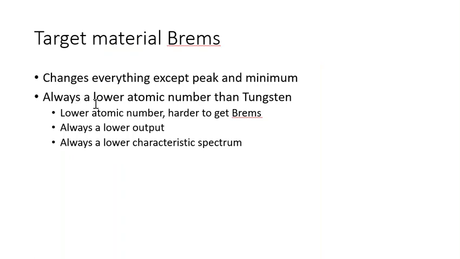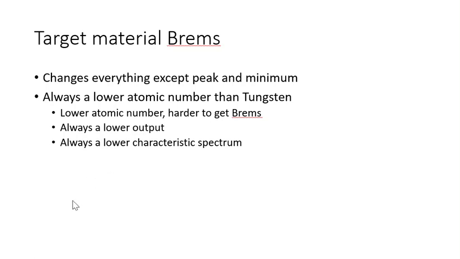The differences in target materials are always going to be lower atomic number than tungsten, and where we use those is in mammography. With the lower atomic numbers, because the nucleus is smaller, it's harder to get the projectile electrons close enough to the nucleus to get high energy brems. So it's not necessarily harder to get brems, it's harder to get high energy brems. So there's always a change in the appearance of the brems spectrum.